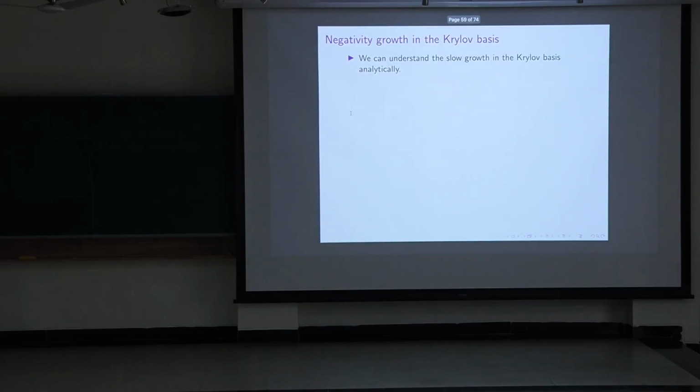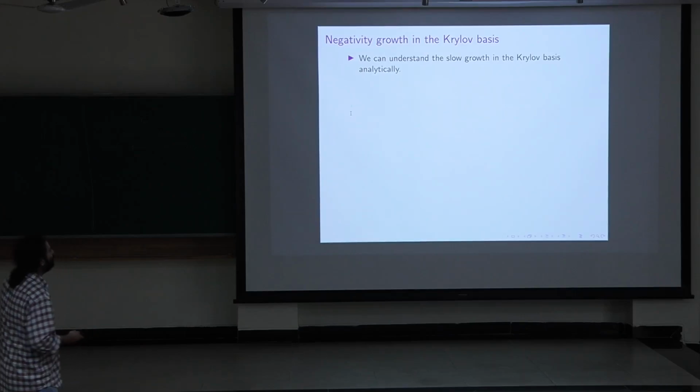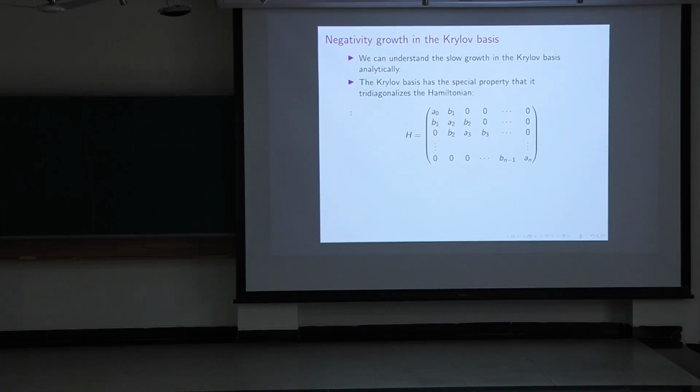Okay, so this is just a pretty plot to show you how the Wigner function evolves in time, not too important, but we can understand the slow growth of negativity in the Krylov basis analytically. This goes as follows. The Krylov basis has the special property that it tridiagonalizes the Hamiltonian. So if you express the Hamiltonian in the Krylov basis, it has this form. It only has the first diagonal, these a_n, and the first off diagonals, these b_n, and everything else is 0. Okay, these a's and b's are called the Lanczos coefficients.